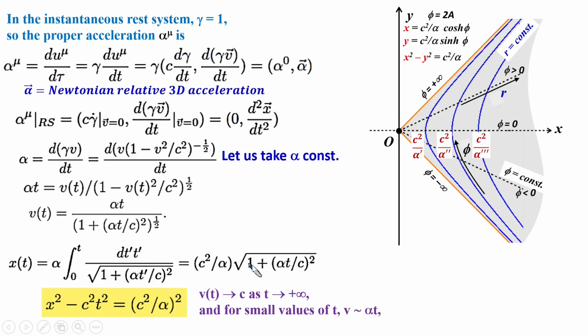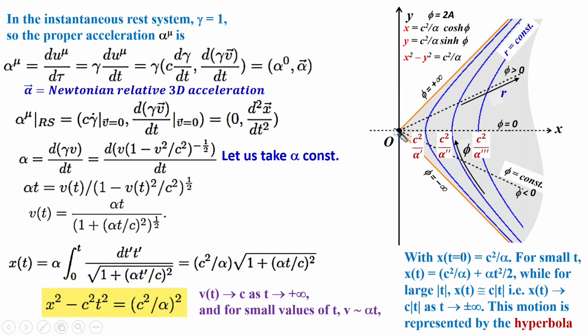And from here you can see that as t tends to infinity, this quantity is very large and under the square root, alpha t and alpha t get cancelled, and the square and square root get cancelled. That means v(t) tends to c, and for a small value of t, v(t) is proportional to alpha t. So here I can say that at t equal to 0, it is c square by alpha.